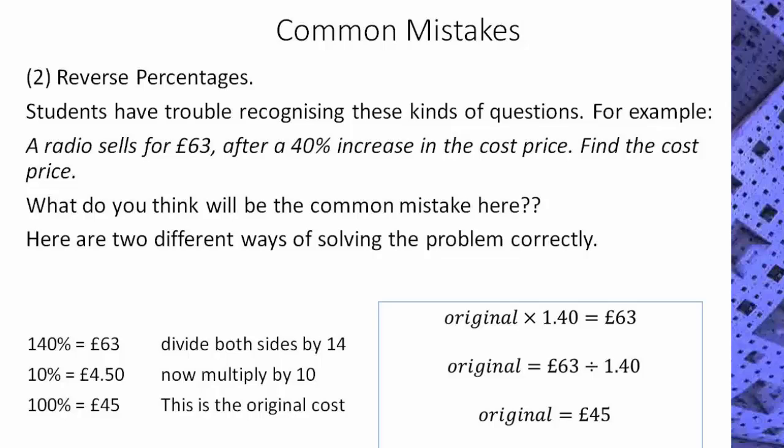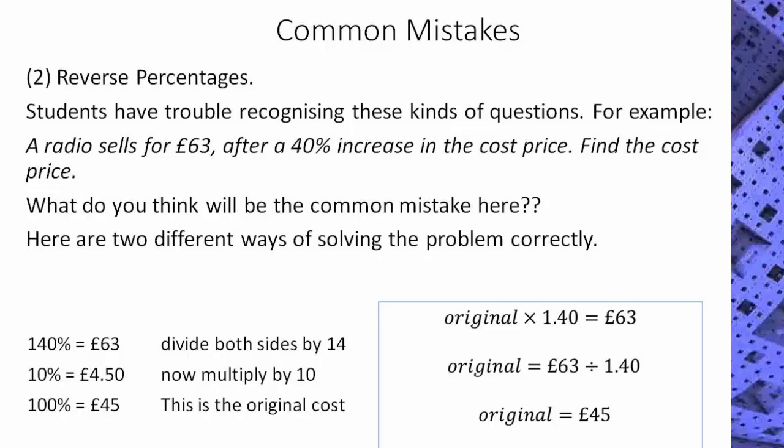And you can understand and sympathise, I'm sure, with why the student would expect that to give them the correct answer. Now the reason it's incorrect is that the 40% increase was on the cost price, not on the new value of the radio. The radio sells for £63 after a 40% increase on the original value, not a 40% decrease of the final value. That does not represent the same amount or the same calculation.